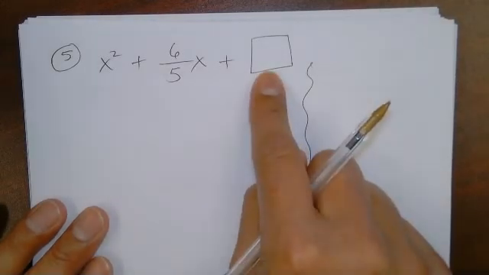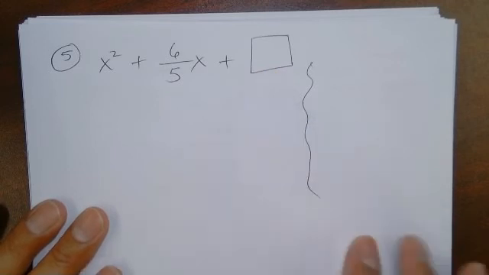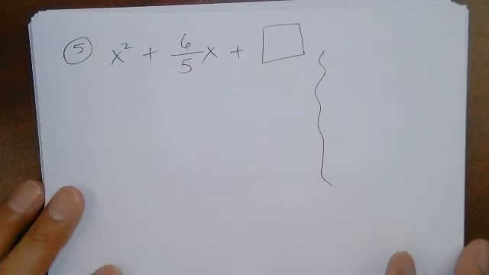Anybody get this? Orlando, you got it? I think so. What'd you get? 9 over 25. Anybody get 9 over 25? That's correct. The rest of you got like 36 over 100 or something. Okay, I'm going to tell you why.